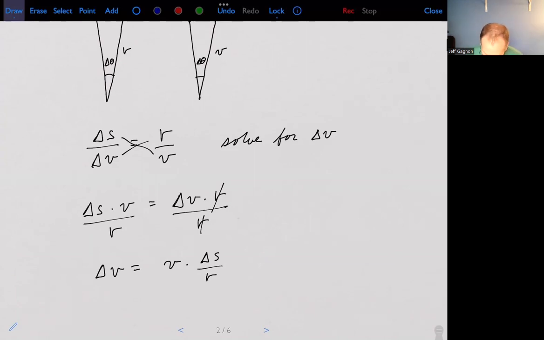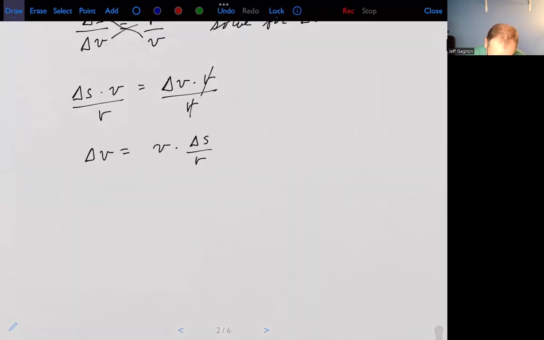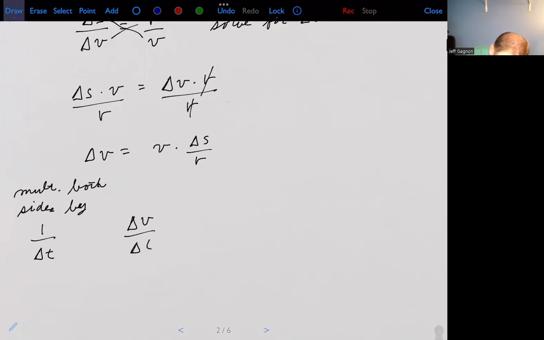Okay, now I'm going to divide both sides of the equation by delta T, and I can do this as long as I do it to both sides. Or another way of saying this is I can multiply both sides by 1 over delta T, which is the same as dividing both sides by delta T, right? Either way. So if I do that on the left-hand side, I'm going to get delta V over delta T.